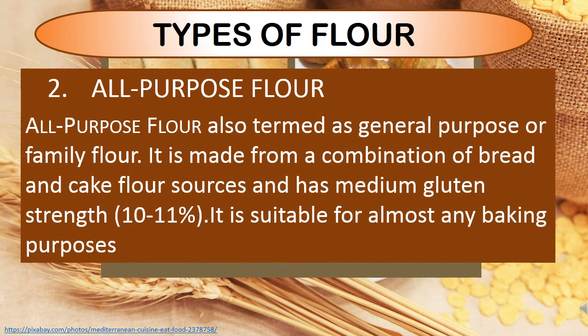Another type of flour is all-purpose flour. All-purpose flour is also termed general purpose or family flour. It is made from a combination of bread and cake flour sources and has a medium gluten strength, around 10 to 11%. It is suitable for almost any baking purposes.